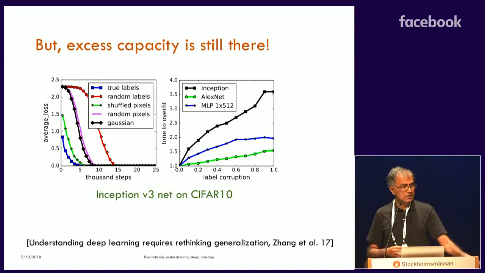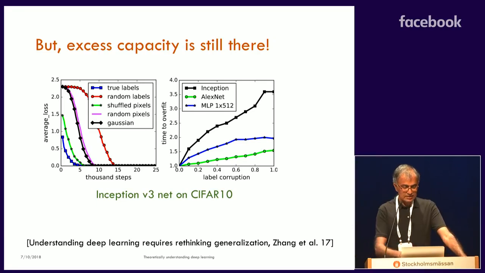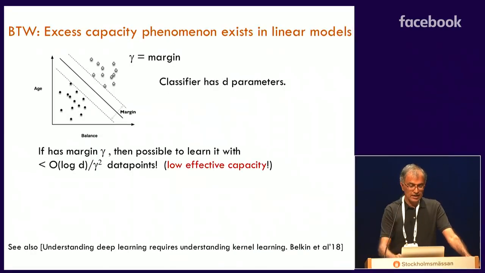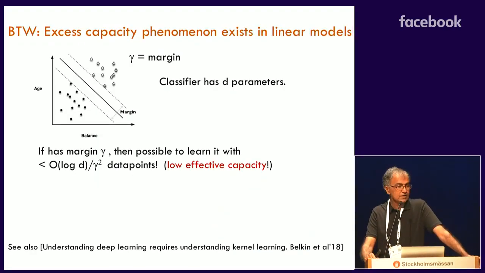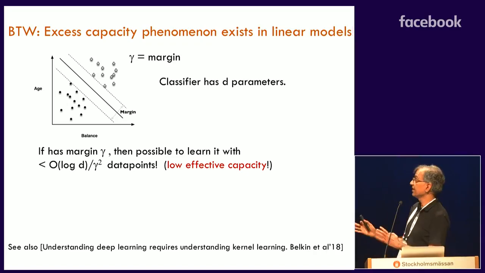Now, I know this paper is very well known, but I should also tell you that in the theory community, many people had a bemused expression when they saw this title. The experiment is cool, but actually the excess capacity phenomenon exists in linear models as well, and this is long known. Exactly the same phenomenon.